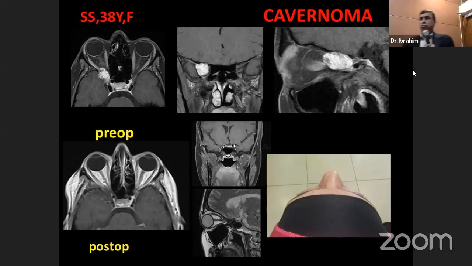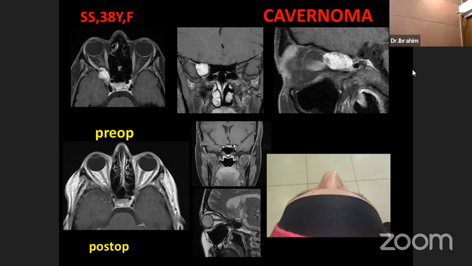So don't change words. When a case comes to you, you can operate upon it if you like. When a case comes to me, I operate on it when I like. These cases are for a neurosurgeon. A lot of orbital pathology is for a neurosurgeon. And I agree, a lot of orbital pathology is for the ophthalmologist and oculoplastic surgeon. But don't mix and don't give wrong messages that this is ophthalmology only. It is not. Any comment, please?